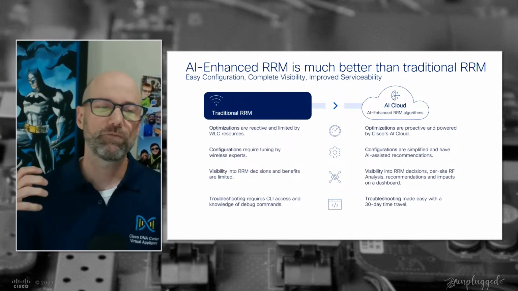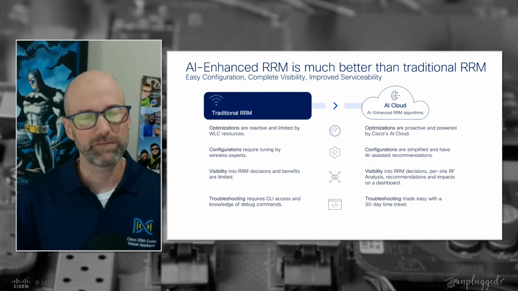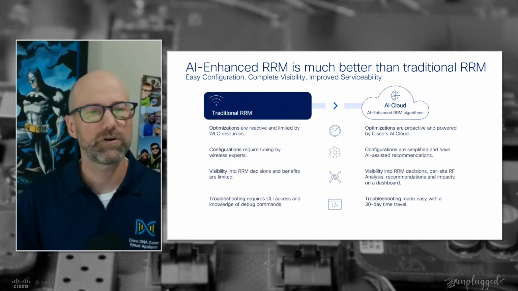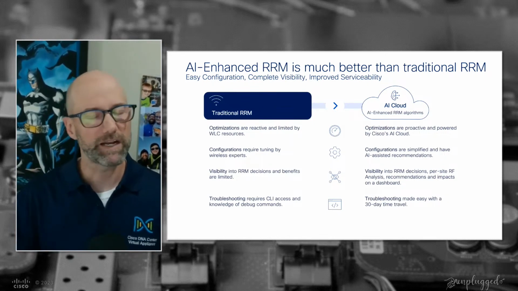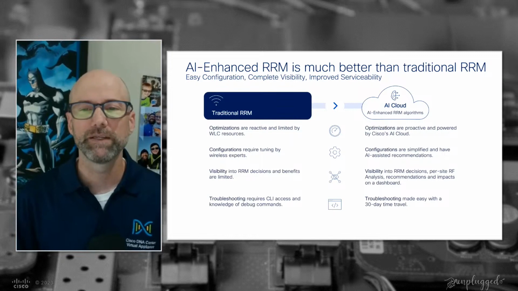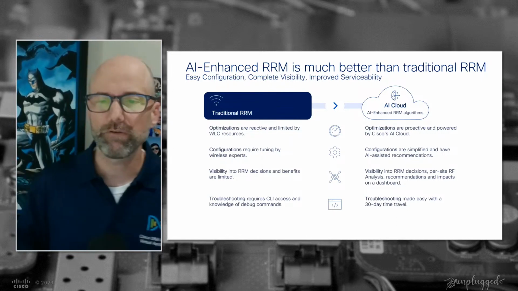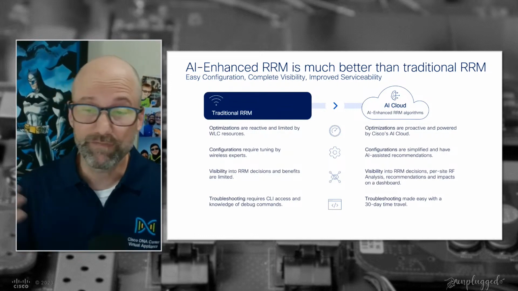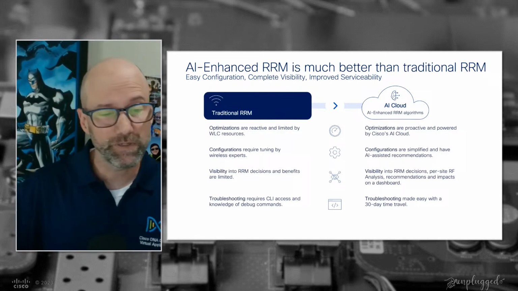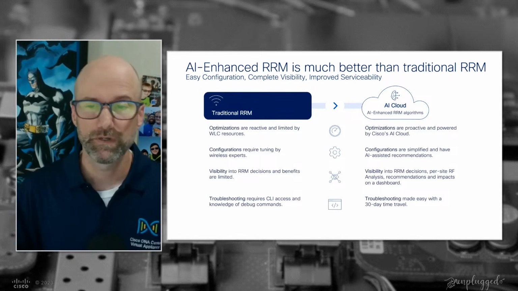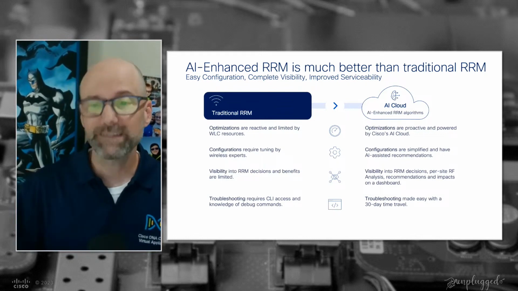And then when we talk about configurations, in the old system, traditional RRM, there are a lot of switches. There are a lot of things that you can configure in there. With AI RRM, we've somewhat streamlined that. We have the basic configuration. We also have an advanced configuration where you can get a little bit more detailed and do some of those more advanced things.